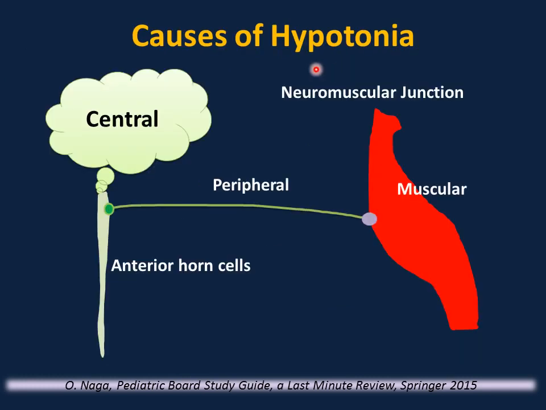Causes of hypotonia and weakness in general: central, which is the brain and the spinal cord, then peripheral, starting from the anterior horn cells, peripheral nerves, and the junction between the muscle and nerve, then the muscle. So: brain and the spinal cord, anterior horn cells, the peripheral nerves, then the junction between the muscle and nerve, or neuromuscular junction, and the muscle itself.